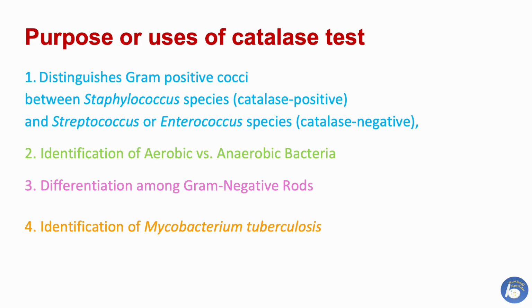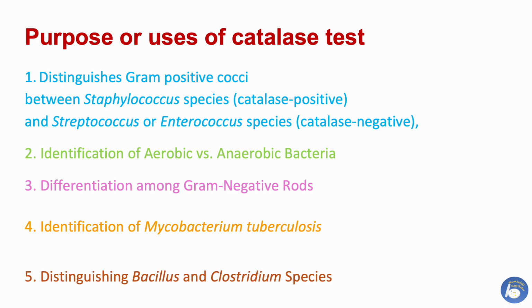Identification of Mycobacterium tuberculosis. A semi-quantitative catalase test is used for the identification of Mycobacterium tuberculosis, aiding in its detection. Next is distinguishing Bacillus and Clostridium species. This test differentiates between Bacillus species and certain strains of Clostridium, which are catalase negative. It is crucial for accurate bacterial classification.